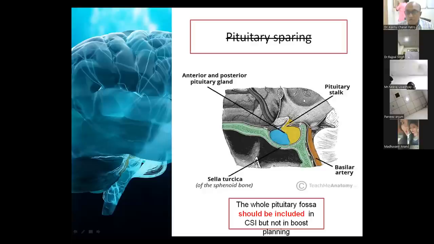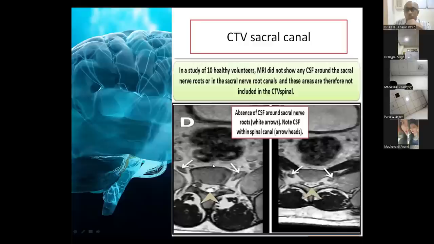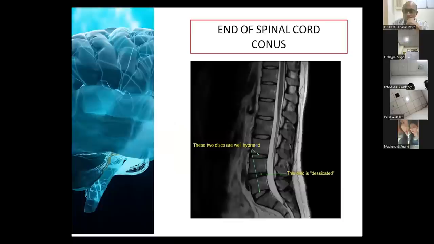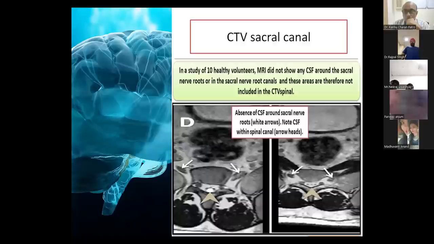CTV spinal canal. When you are contouring the spinal canal, always contour in the bone window, because you will see the vertebral foramen, and laterally you should contour all these intervertebral foramina. If you don't contour them, you have a high chance of missing the dorsal and ventral nerve roots. There is some confusion about the sacral canal and sacral nerve roots. It is shown that there is no CSF around the sacral nerve roots, so they are not included in the CTV spinal. Previously we used to give a spared field, but no spared field is required. You can go with the direct cylindrical field as per the requirement. If you include them also, it is not wrong, but it depends upon your clinical practice.